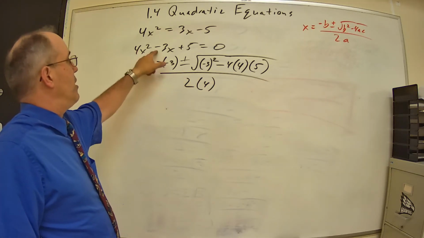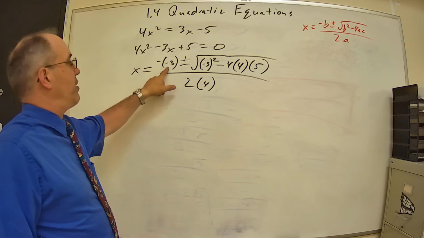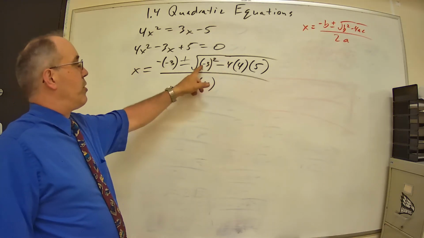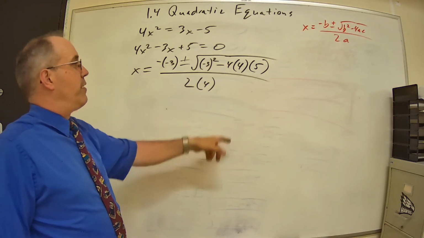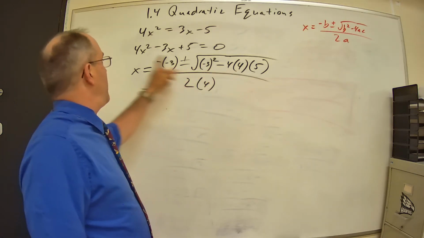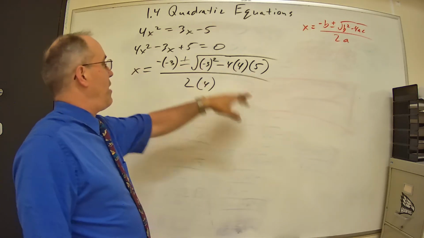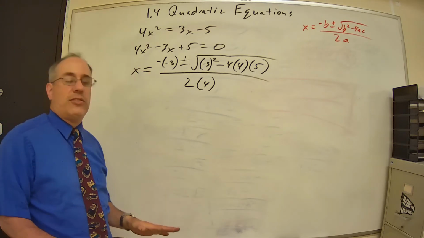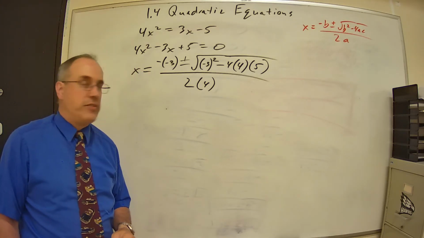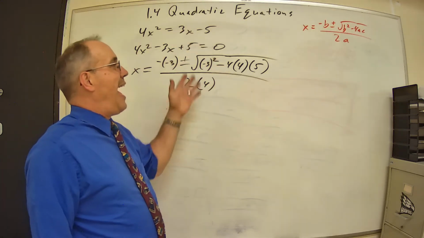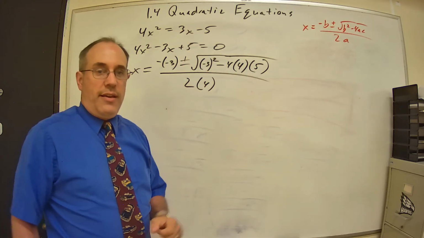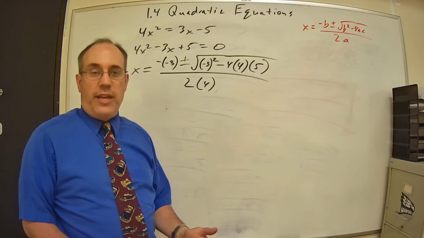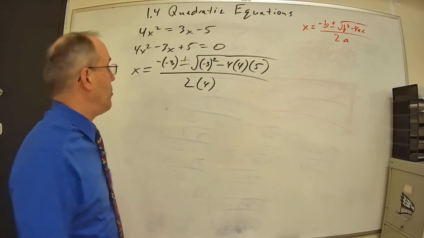minus b. b was negative 3, so negative 3, got it. b squared, negative 3 squared, okay. Minus 4 times a was 4, c was 5, 2 times a was 4, and I can look back easily and verify that I plugged in all the values. If you start doing things as you're plugging it in, it's much harder to check your work later and much easier for you to mix something up.